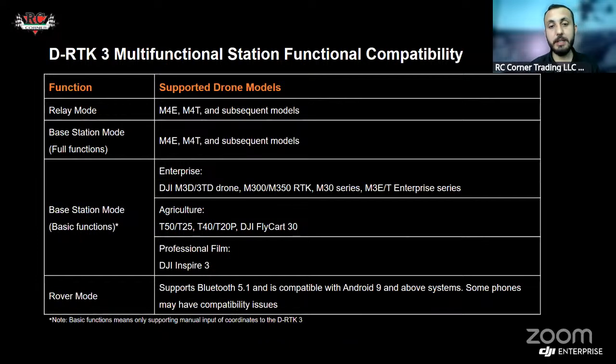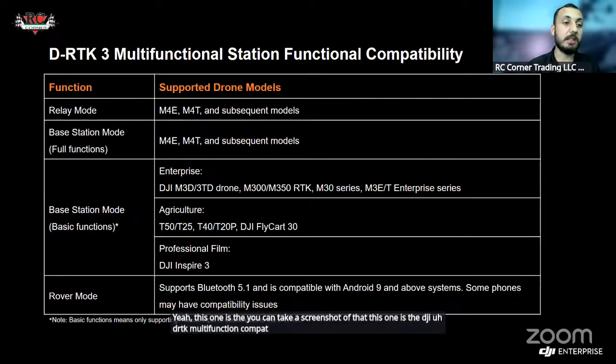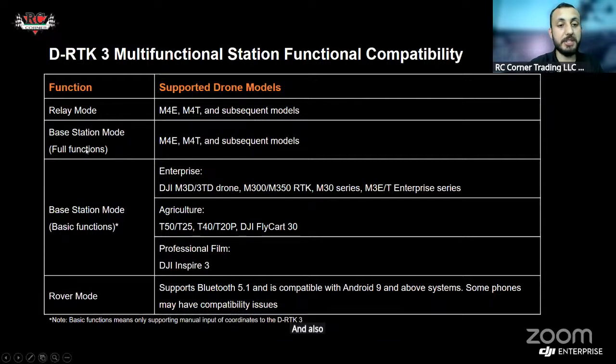Yeah, you can take a screenshot of this. This is the DJI DRTK multifunction compatibility. The relay mode can only be supported for the Matrice 4 series, Matrice 4E and Matrice 4T and onwards. And also the base station with the full function can be used for only these models and onwards.